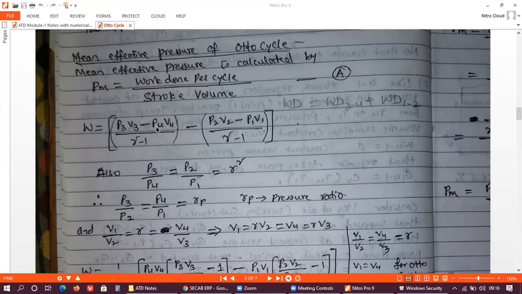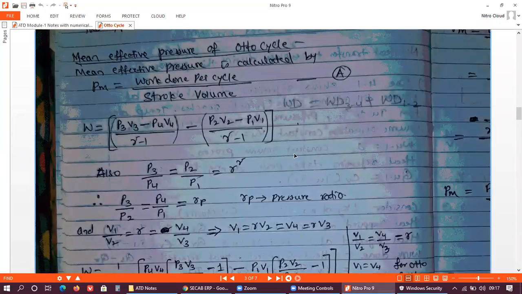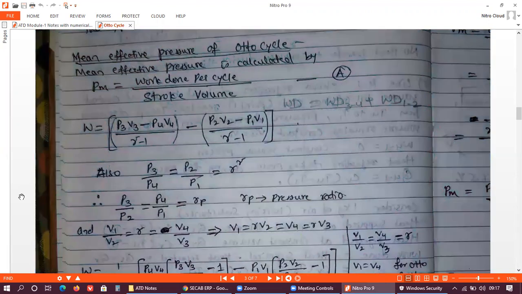So work done during the 3 to 4 process is given by (P3 V3 minus P4 V4) divided by (gamma minus 1). Minus the work done during the process 1 to 2, which is given by (P2 V2 minus P1 V1) divided by (gamma minus 1). There is a negative sign here in the center, as you can see, because this entire expression is negative. If you go through the previous class, you will come to know the work done during the process 1 to 2.